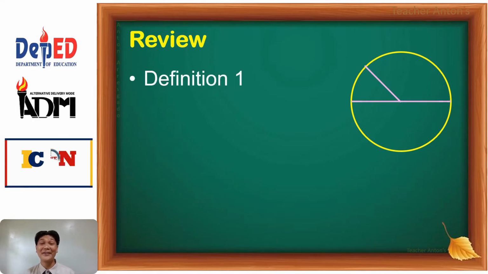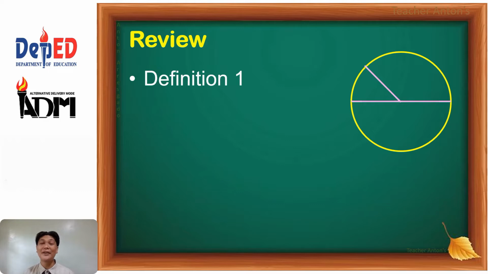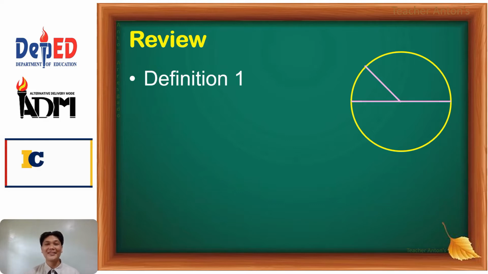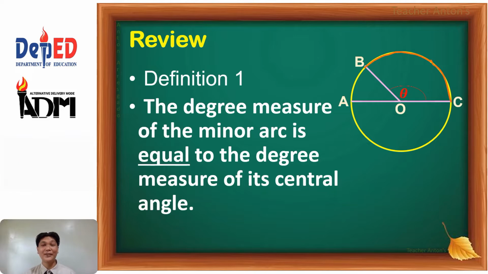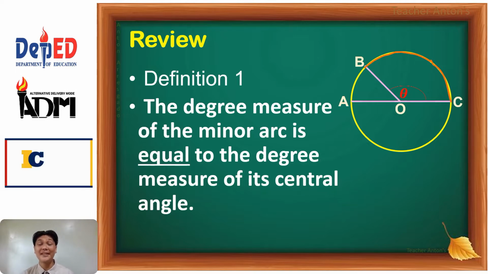Now, I want you to remember this always, definition 1, because this is very useful in solving problems on circles. The degree measure of the minor arc is equal to the degree measure of its central angle. Look at the figure on the right now. We can see there an arc BC intercepted by a central angle BOC. If theta represents the measure of the central angle BOC, whatever the measure of theta is also the degree measure of our arc BC.